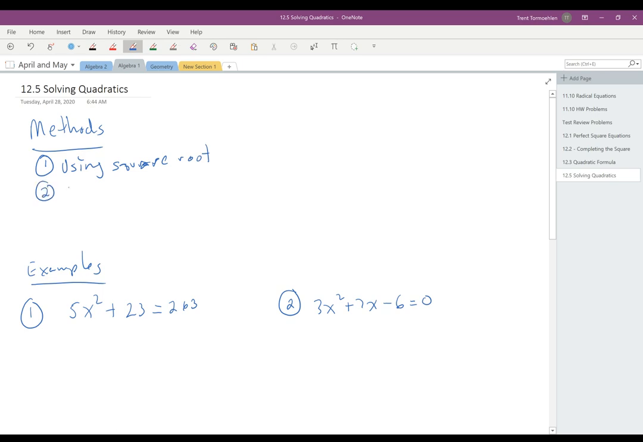We've learned about factoring. This is usually a good idea, just to go ahead and take a quick peek at the problem. Can I factor this? If I can, go ahead and do it. It's usually a quick way to solve. If not, then move on to another method.